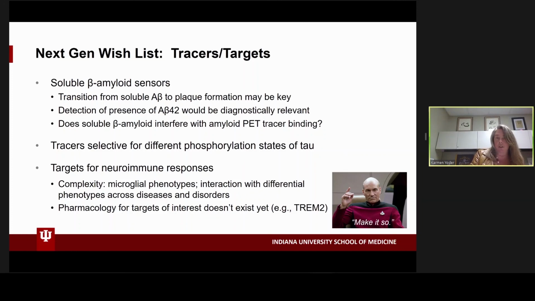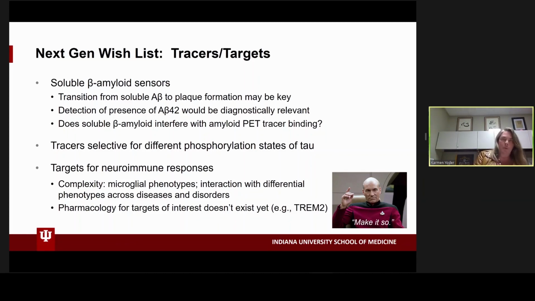Similarly, tracers that are selective for phosphorylation states of tau would be very useful. There's a lot of dementias that are tauopathies besides Alzheimer's disease, and I'm sure they would appreciate being able to have that accessibility. And then everybody's favorite, targets for neuroimmune responses.